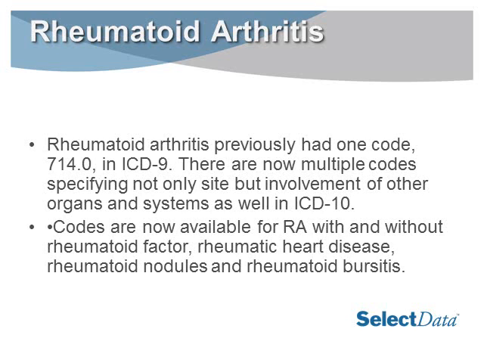Rheumatoid arthritis has really been expanded. There previously was one code, 714.0 in ICD-9, but there are now multiple codes specifying not only the site, but involvement of other organs and systems as well. There are now codes available for RA with or without rheumatoid factor, rheumatic heart disease, rheumatic nodules, and rheumatoid bursitis.